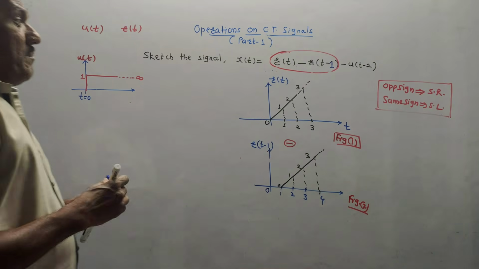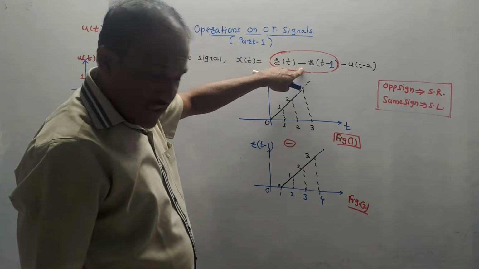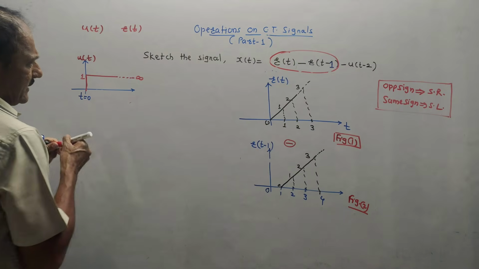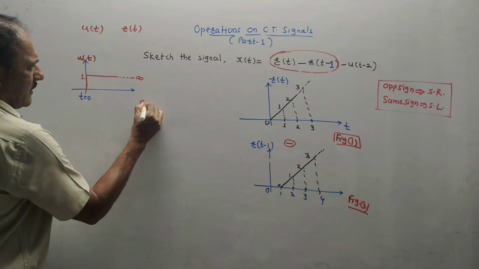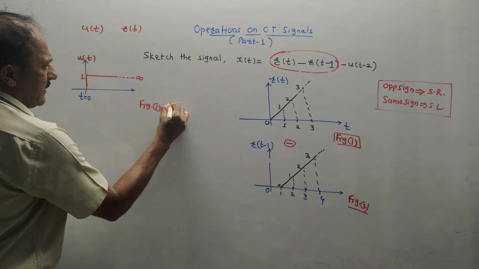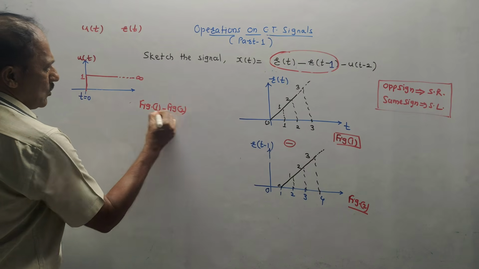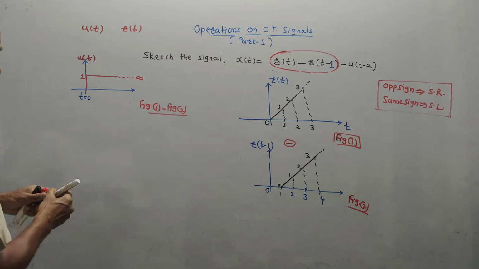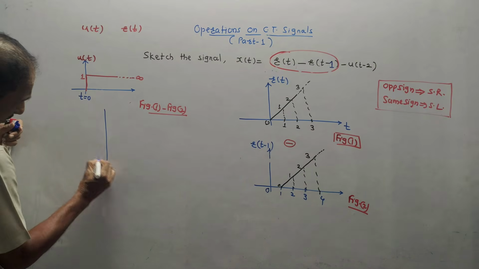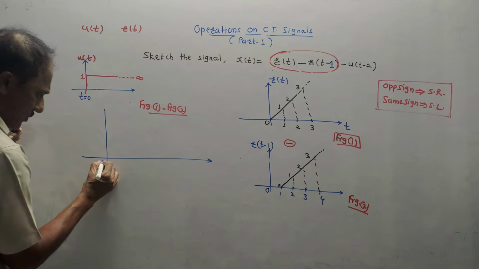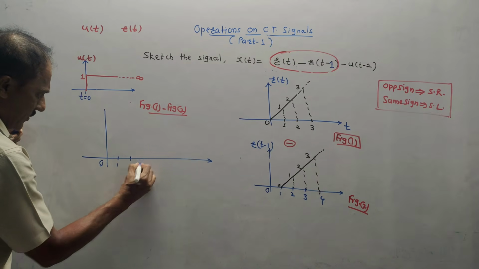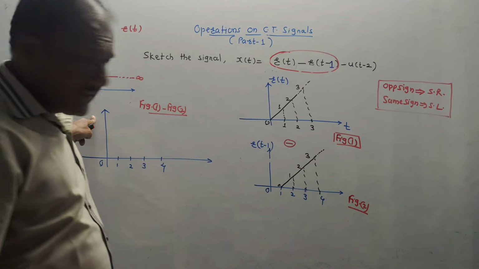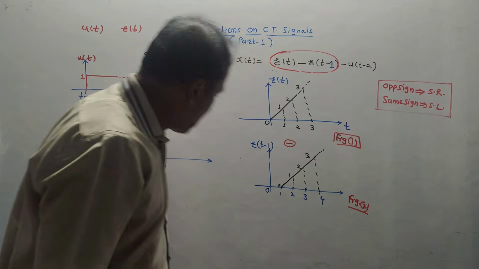Now what do I have to do? I have to perform this subtraction operation, that means figure 1 minus figure 2. How to draw the resultant diagram? Here I will write figure 1 minus figure 2. Now how to perform the subtraction? Figure 1 minus figure 2. I will draw the scale initially before starting the operation: 0, 1, 2, 3, 4, and so on. On the y-axis I am not writing anything because it is figure 1 minus figure 2.